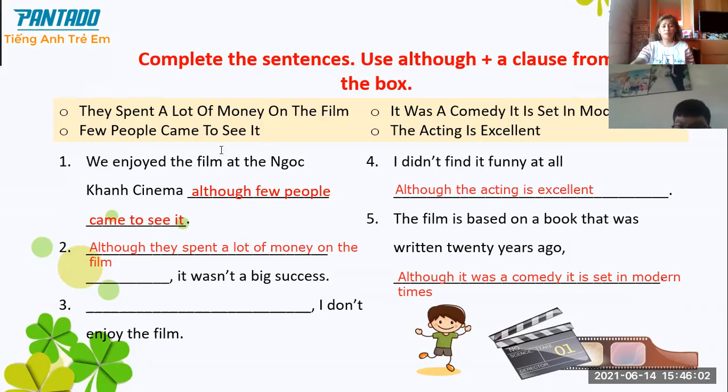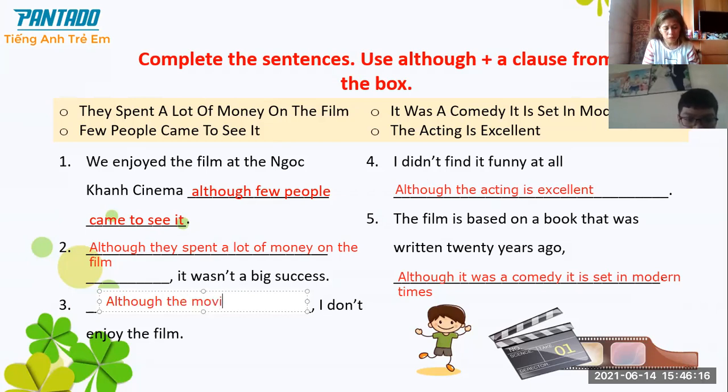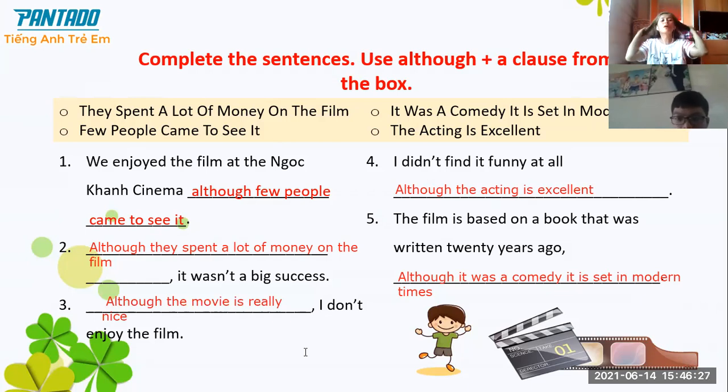Okay, done? So we come here. Although the movie is really nice, I don't enjoy the film. Okay, like this. Number 2: Although they spent a lot of money on the film, it was not a big success. Number 3: Although the movie is really nice, I don't enjoy the film. That could be that.